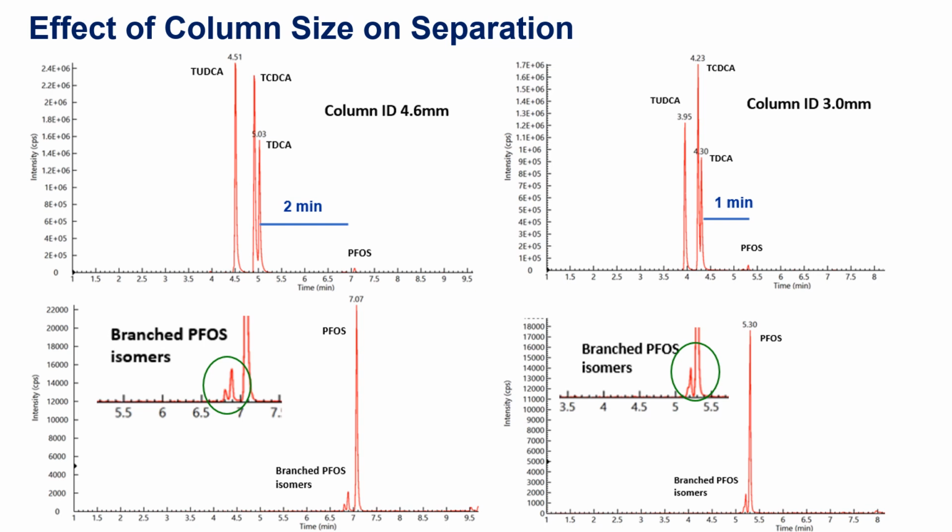This slide compares the column size effect on separation. The left side is using a 4.6 mm ID column. The right side uses a relatively smaller ID, 3.0. So due to the column capacity in the left side, they can not only separate the interference from the PFOS better, they can also separate the PFOS and isomer much better compared with the smaller ID column.